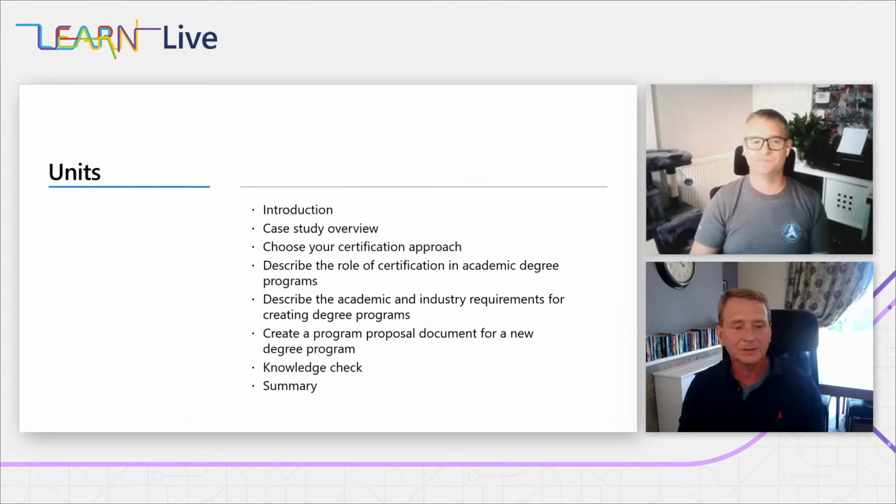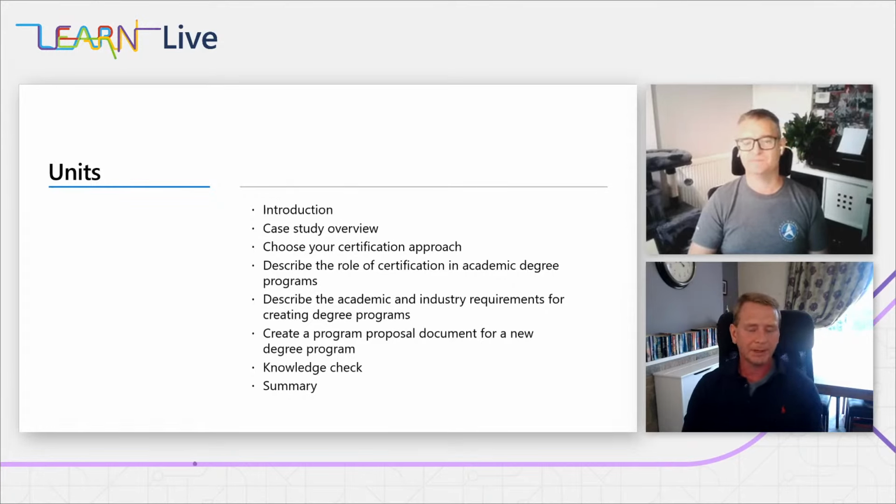Sure, thanks, Lee. So this module is the first module of the learning path, and it's really all about setting the scene, understanding the type of program or cloud program that you want to develop, and understanding the academic requirements as well as the industry requirements. So we're going to walk through, we'll introduce the module. We do have several case studies that Laura and Mel are going to present after we go through the learning path. But the learning path itself has a case study built into it to help contextualise each one of the modules. And then we're going to describe the role of certification in academic degree programs.